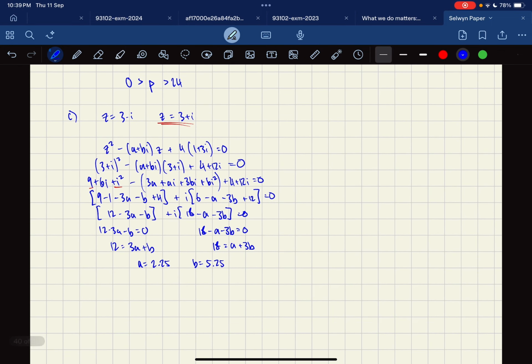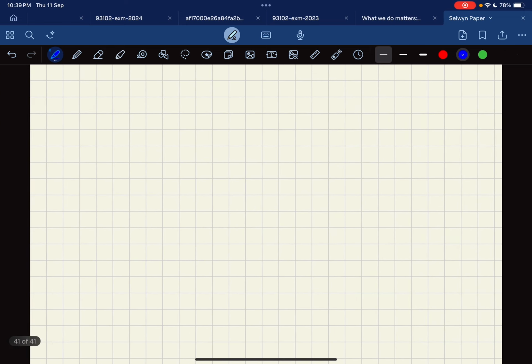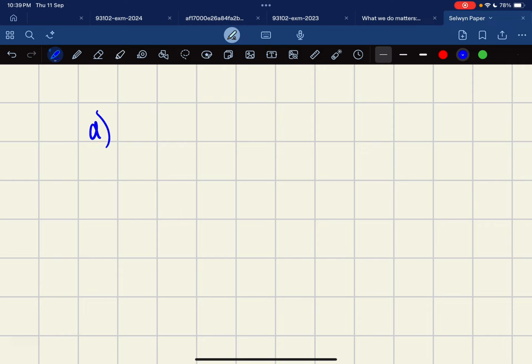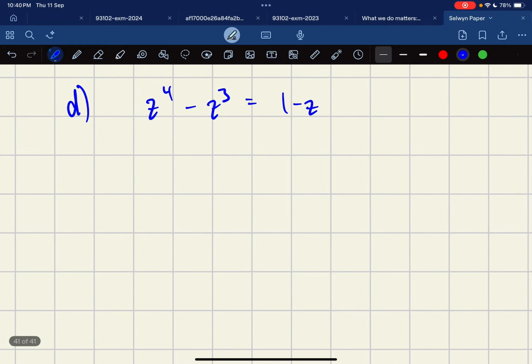I hope that's right. Okay, on to the next part, part D. Find the exact solutions for this equation: z to the power 4 minus z cubed equals 1 minus z. And then graph the roots. I don't want to graph them, I don't care enough.